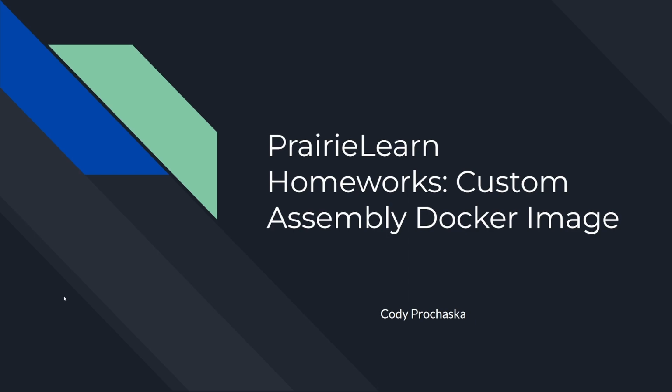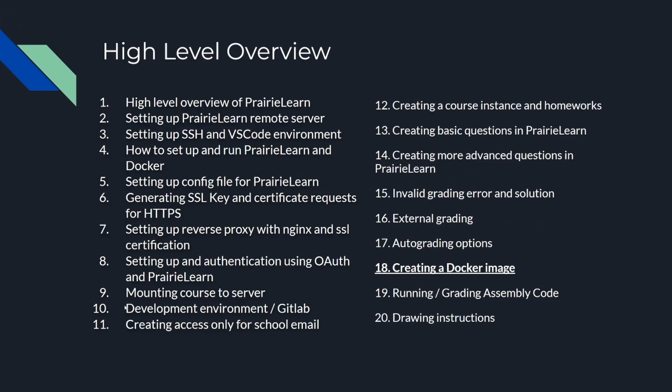Alright, so this is the PrairieLearn homeworks tutorial for creating a custom assembly Docker image. So in the high-level overview here, we're on number 18, which is creating the Docker image, right after setting up external grading.